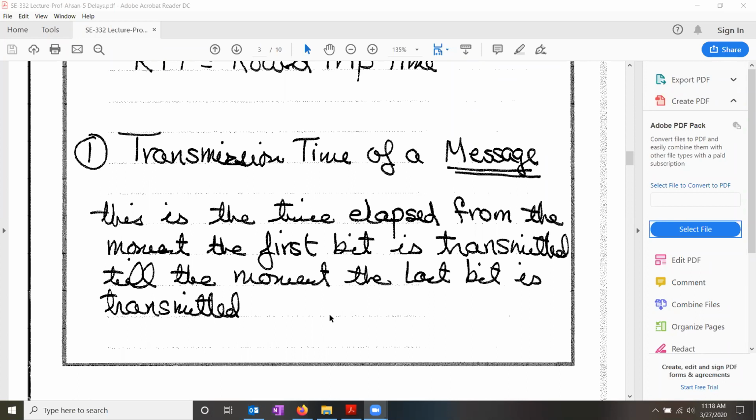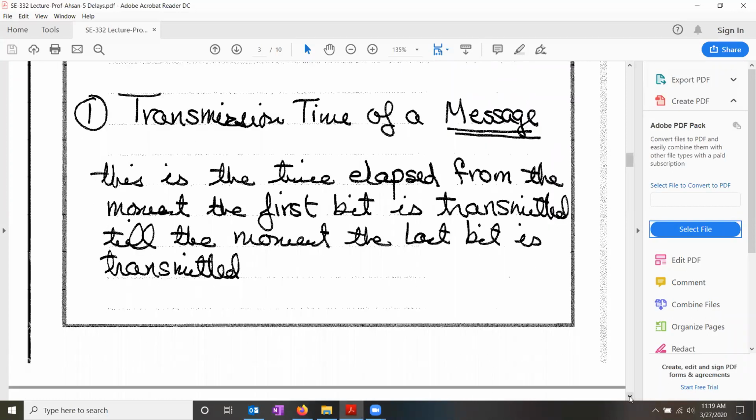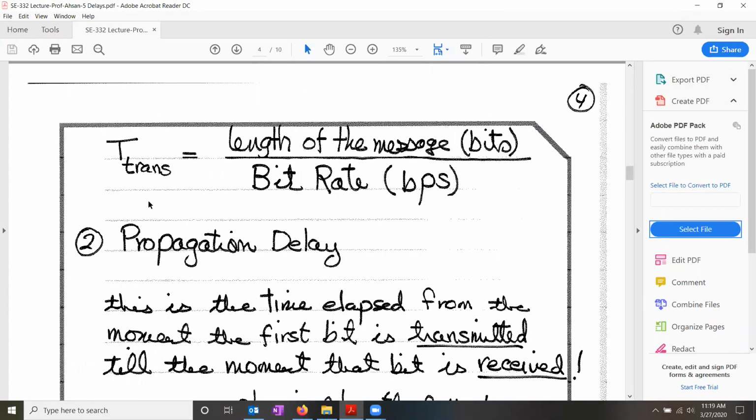So the transmission time is the time elapsed from the moment the transmitter transmits the first bit till the moment the transmitter transmits the last bit of the message. This is the transmission time and it has nothing to do with the receiver. And the formula for calculating the transmission time or transmission delay is the length of the message in bits divided by the bit rate or the data rate in bits per second.